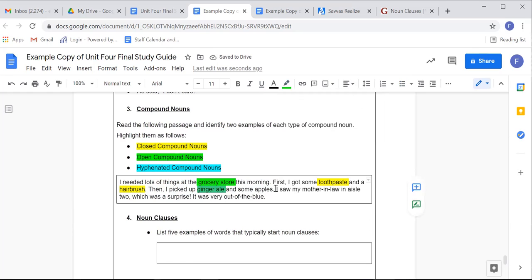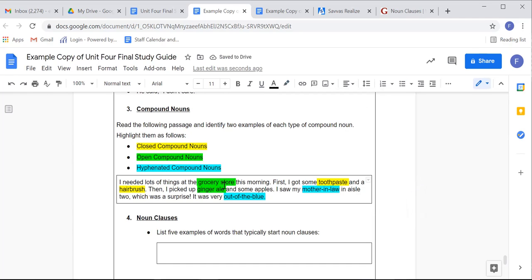And here's my final sentence. I saw my mother-in-law in aisle 2, which was a surprise. It was very out of the blue. You're going to notice there are a couple hyphenated compound nouns in here. Mother-in-law is a hyphenated compound noun, and putting all of those words together means a separate idea. And same with out of the blue. So I'm also going to make that blue.